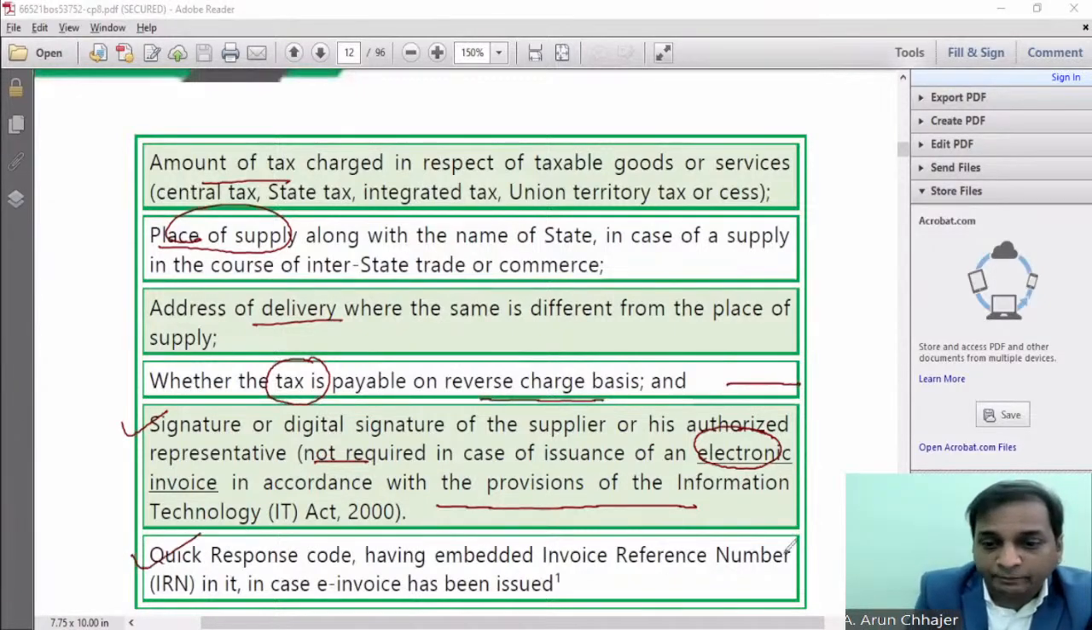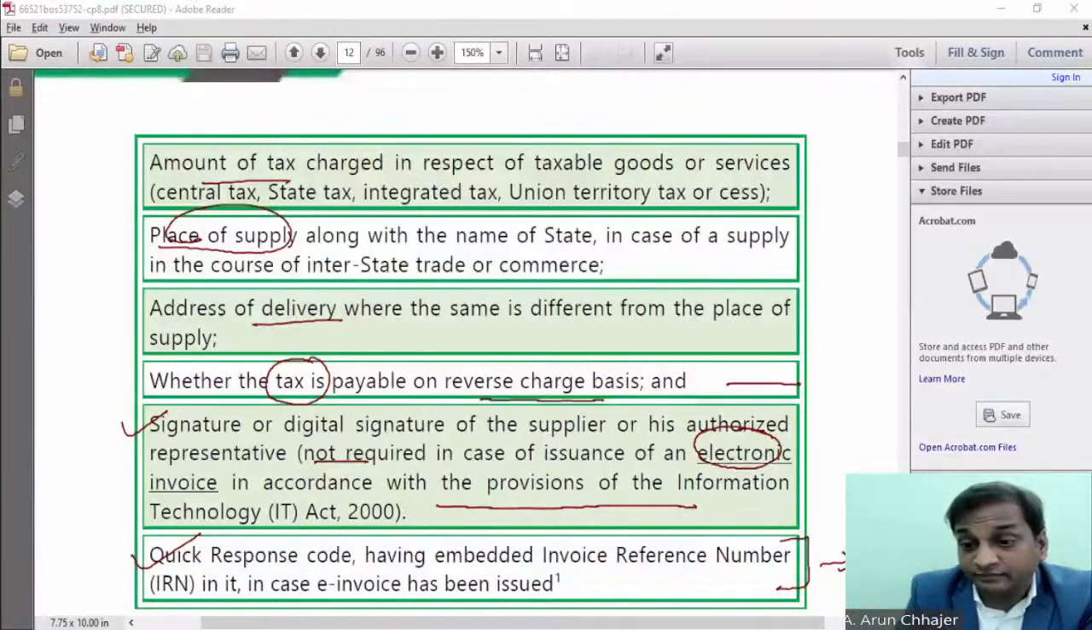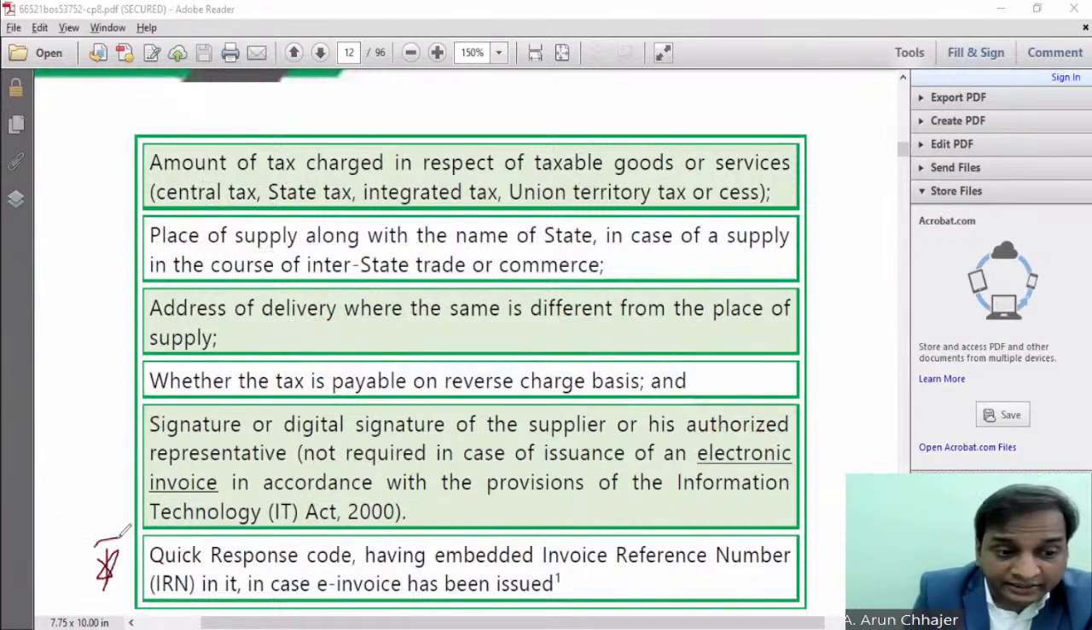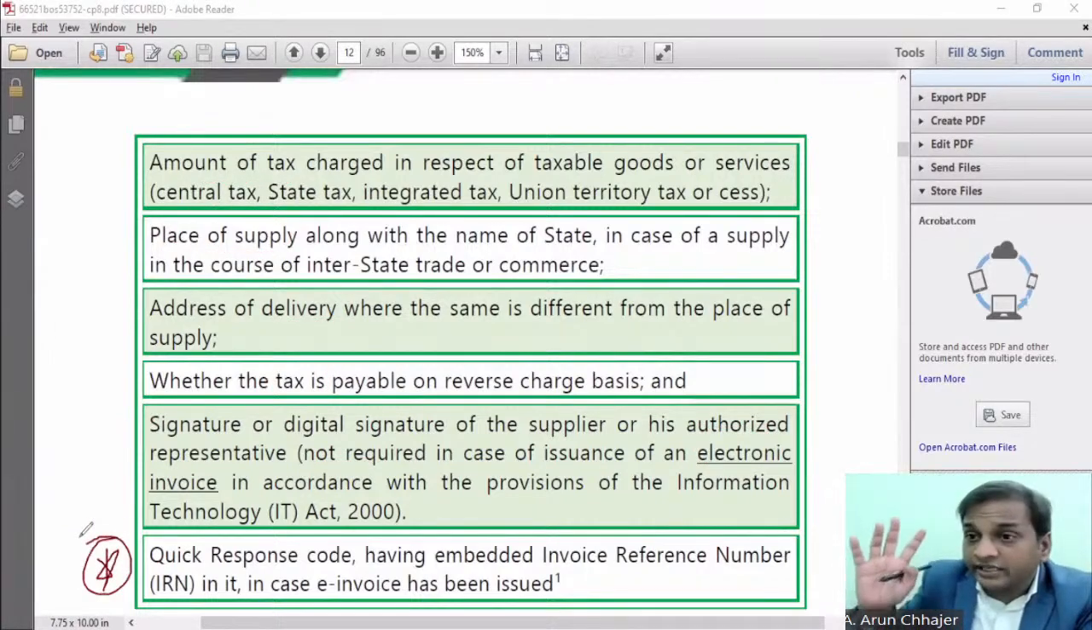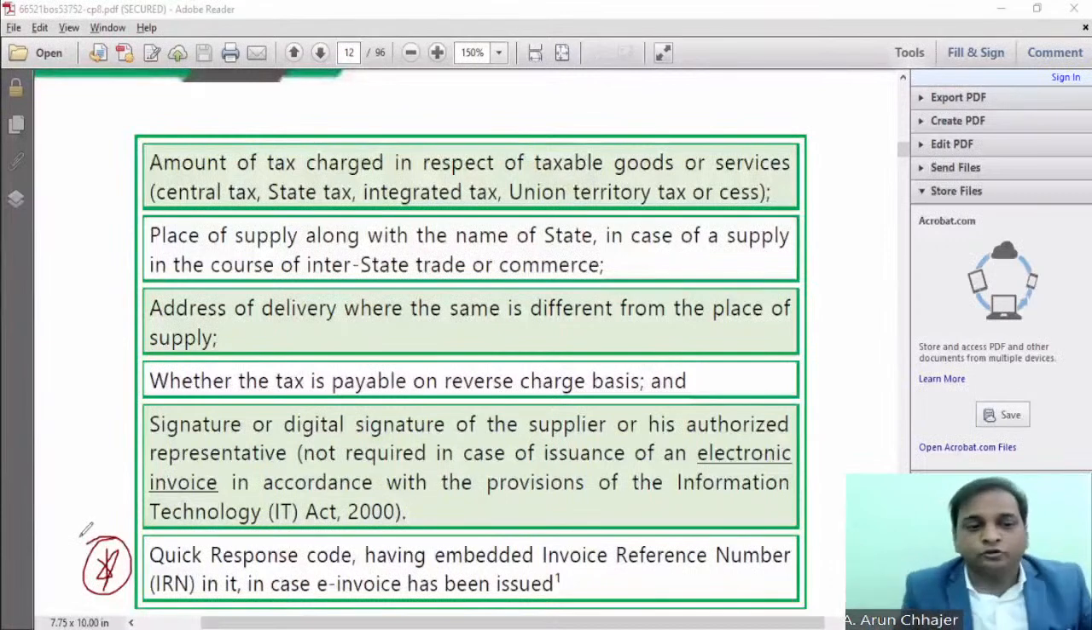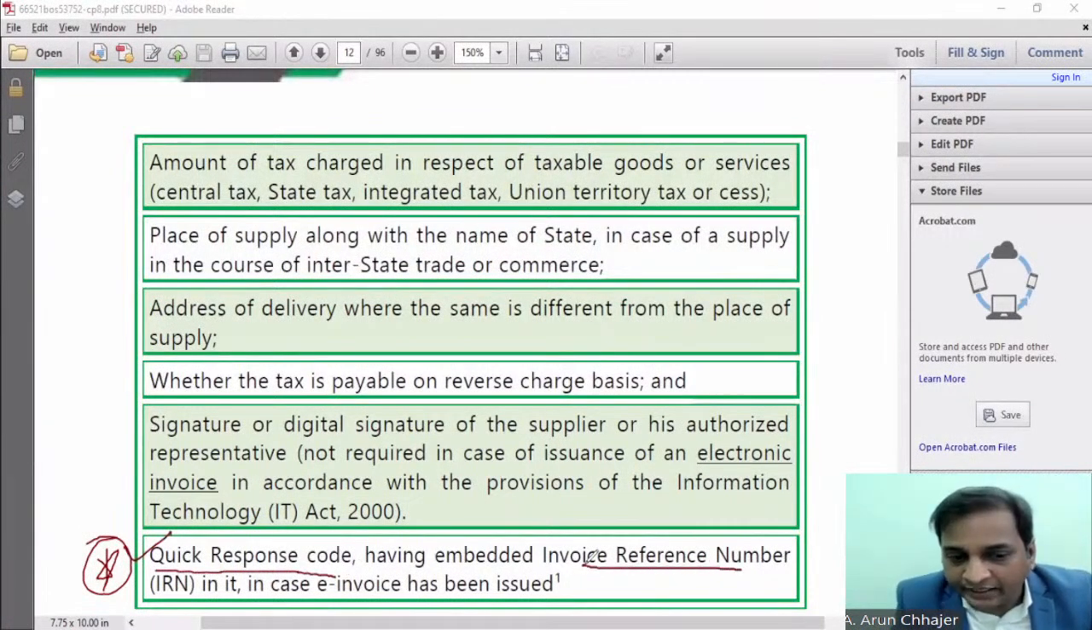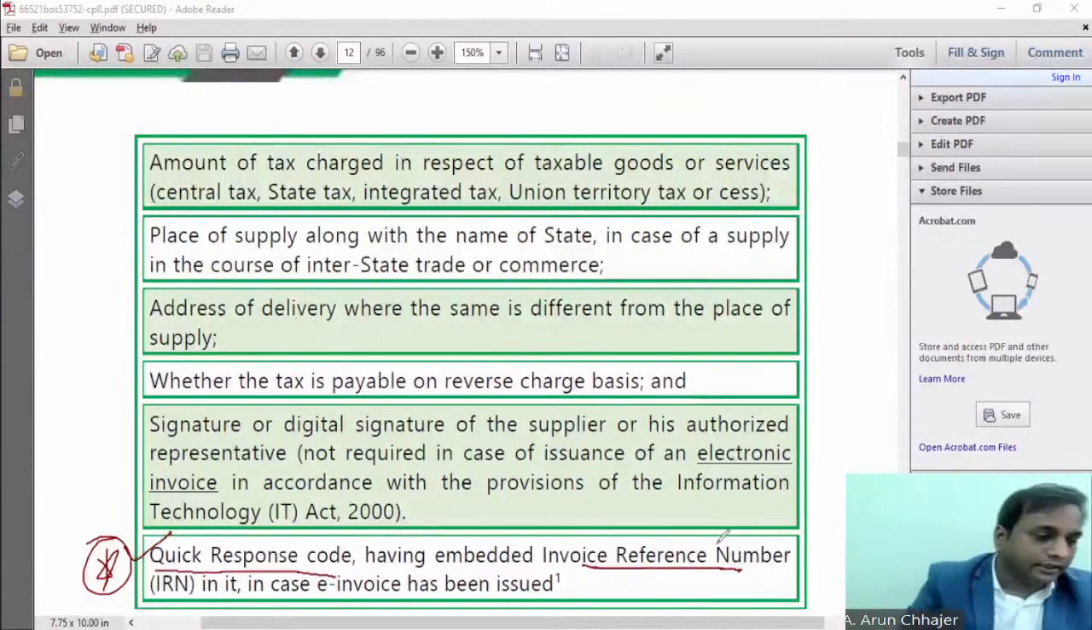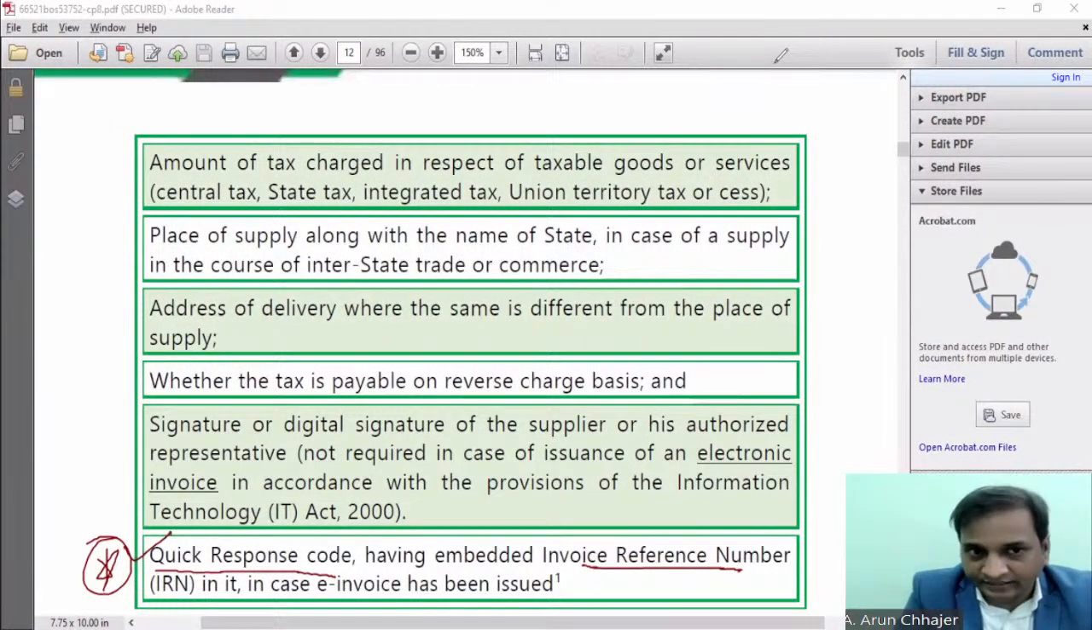QR code having embedded IRN, this part we will discuss in e-invoicing. But remember this sentence, it is very important. Whenever an e-invoice question is asked, you always write QR code having embedded IRN. What it means, we will explain in the e-invoice chapter. This is covered here in the accounts and tax invoice chapter only.